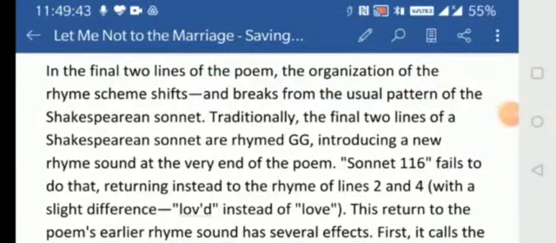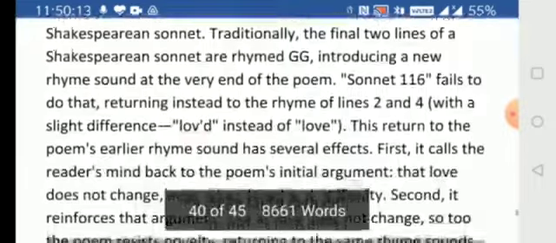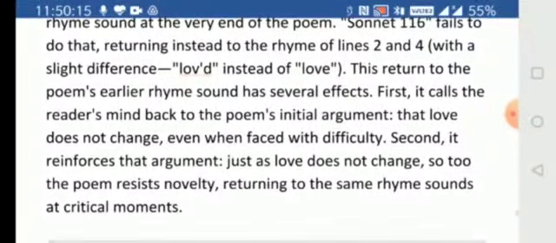In the final two lines of the poem, the organization of the rhyme scheme shifts and breaks from the usual pattern of the Shakespearean sonnet. Traditionally, the final two lines of a Shakespearean sonnet are rhymed GG, introducing a new rhyme sound at the end of the poem. Sonnet 116 fails to do that, returning instead to the rhyme of lines 2 and 4, with a slight difference, "loved" instead of "love."